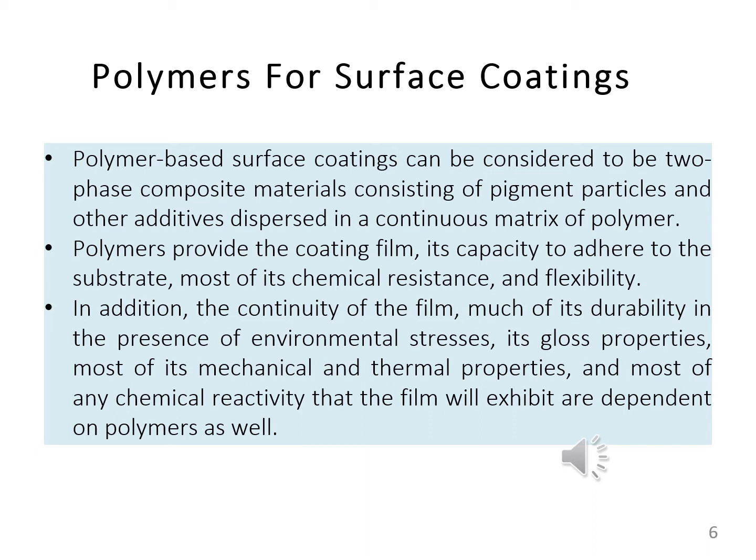What is the role of polymer in surface coating? Polymers provide the coating film, its capacity to adhere to the substrate, most of its chemical resistance and flexibility. So, the role of polymers in the surface coating is to provide the coating film. It provides the capacity to adhere to the substrate. It provides the chemical resistance and flexibility.